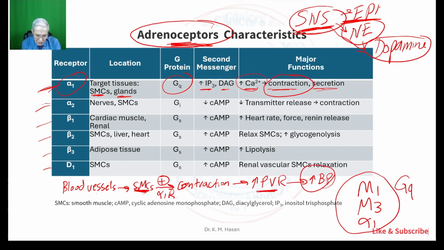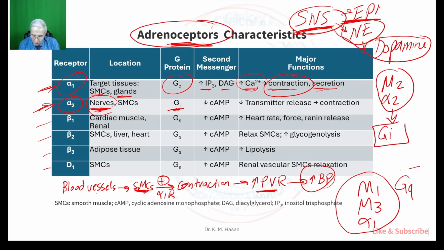Moving to the alpha 2 receptor. Alpha 2 receptor is available in the presynaptic terminal, mainly in the nervous system more than smooth muscles. Alpha 2 receptor works on Gi protein. I stands for inhibitory effect. We need to remember M2 receptor and alpha 2 receptor: these two types of receptor work on the Gi protein and lead to inhibitory effect.